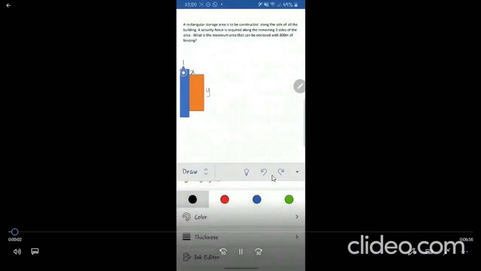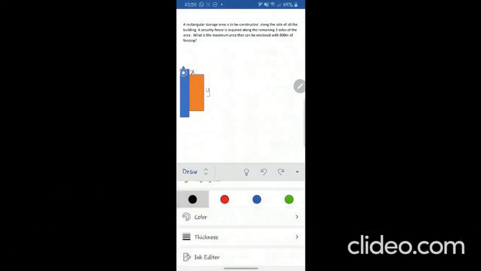Assalamualaikum. Today I want to show the calculation of this question. This is problem 2, and let's start. The question is, a rectangular storage area is to be constructed along the side of a tall building. A security fence is required along the remaining three sides of the area. What is the maximum area that can be enclosed with 800 meter of fencing?